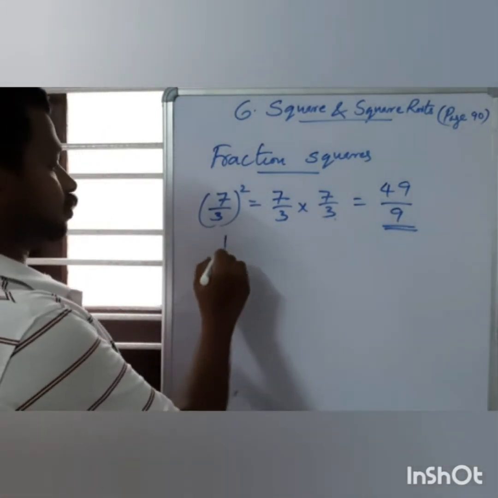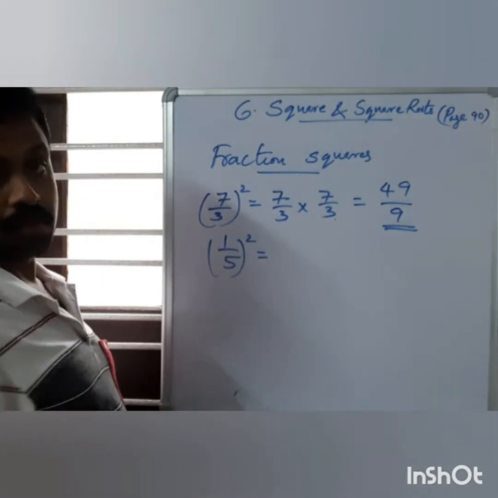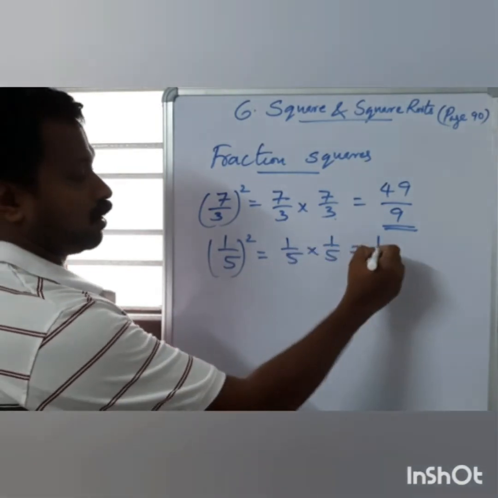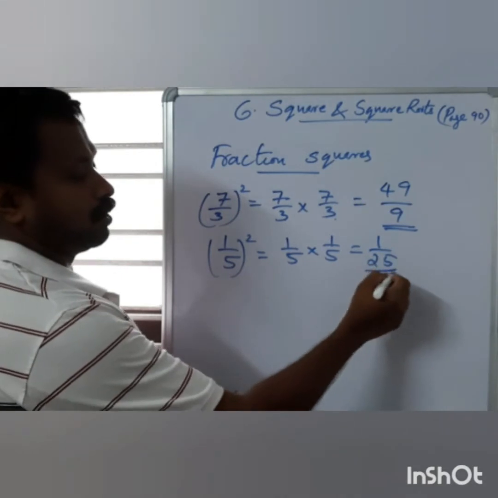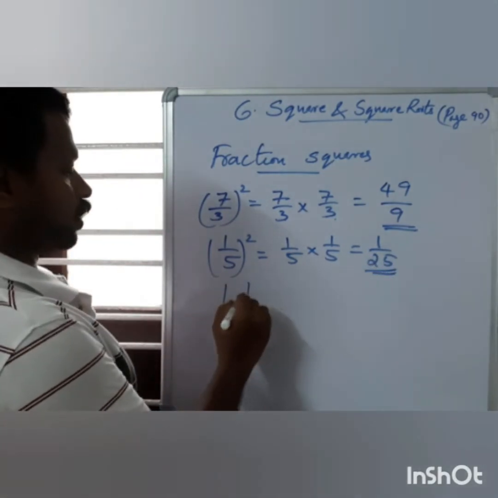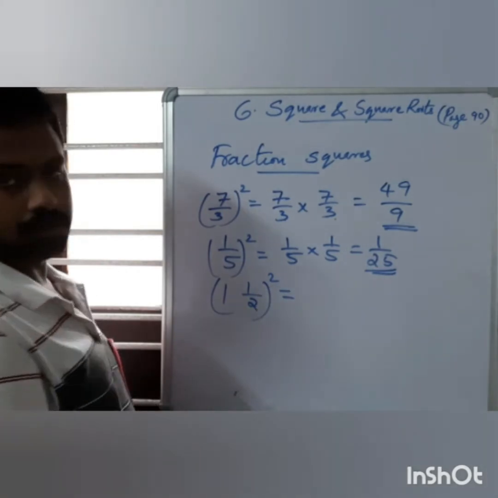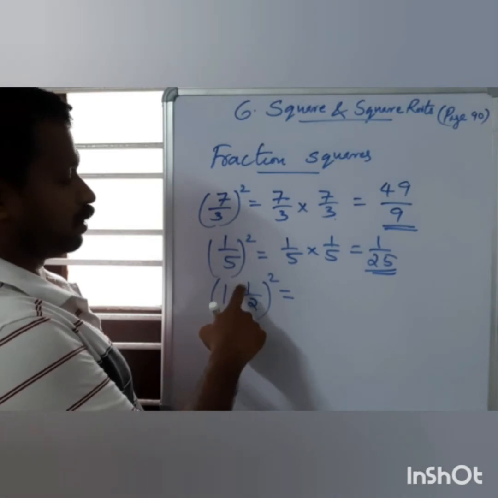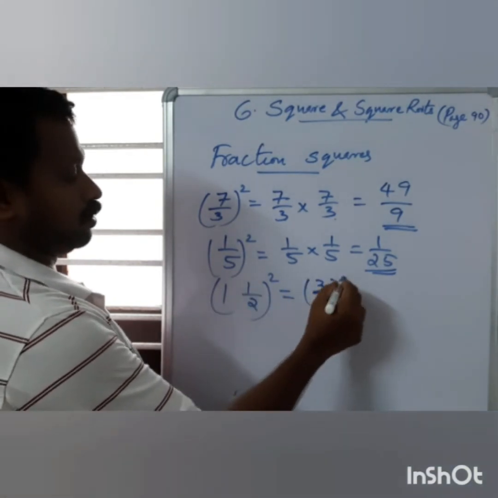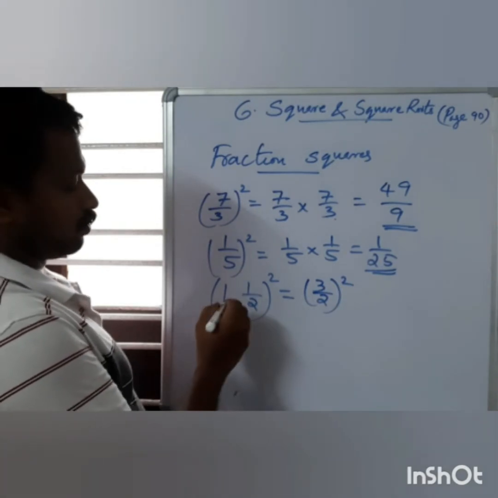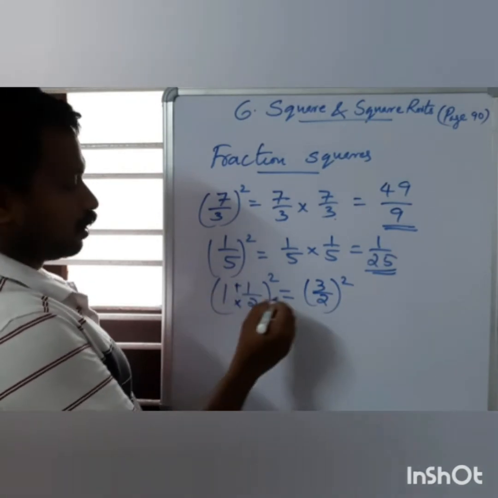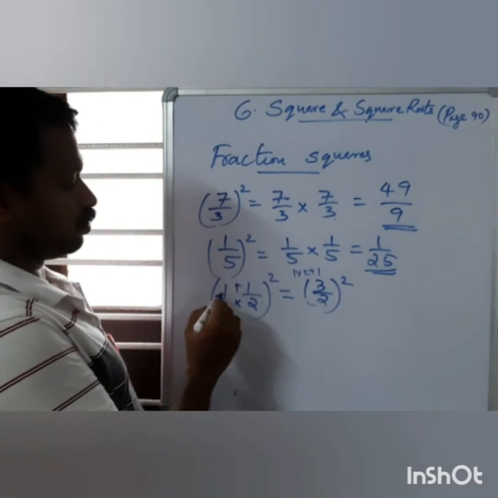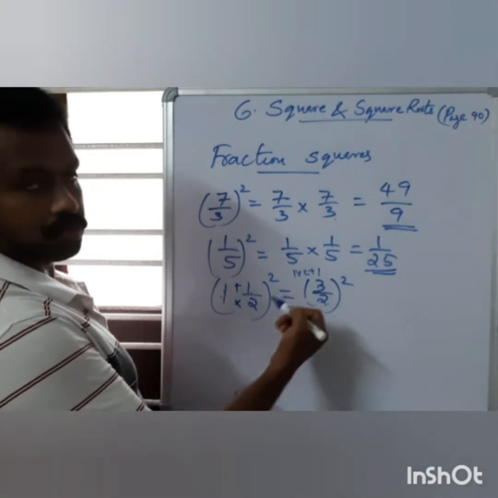Okay. So next, 1 by 5 square. It is 1 by 5 into 1 by 5. 1 into 1, 1. 5 into 5, 25. Next, the square of a mixed fraction, 1 and 1 by 2. How will you find it out? First you have to make it into a normal fraction. 2 into 1, 2, 2 plus 1, 3. So it is 3 by 2 square. That is the whole number into the denominator, plus the numerator. 1 into 2, 2, 2 plus 1 is 3. So 3 by 2 square.